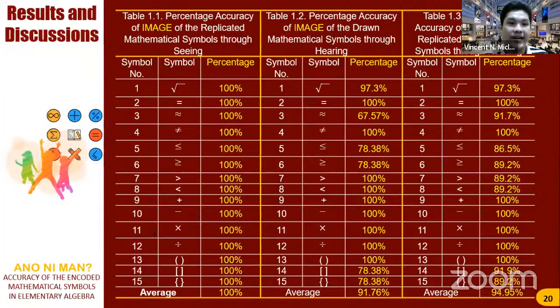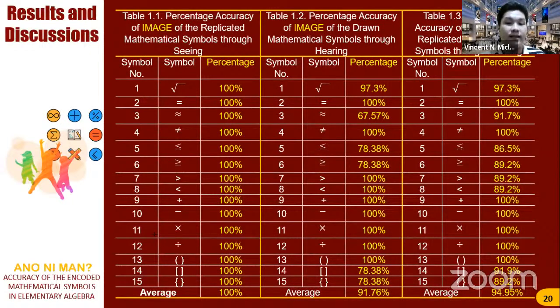So here is the table for the percentage accuracy of the image replicated from the mathematical symbols, across the 3 different modes of retrieval: seeing, hearing, and reading. Replicated images from the seeing procedure obtained 100% accuracy for every symbol. This is most likely caused by the 10-second time interval to look at the flashed symbol, so they have enough time to look at the image of the symbol.